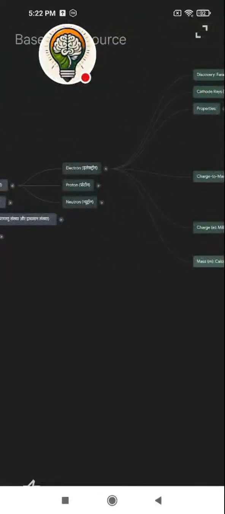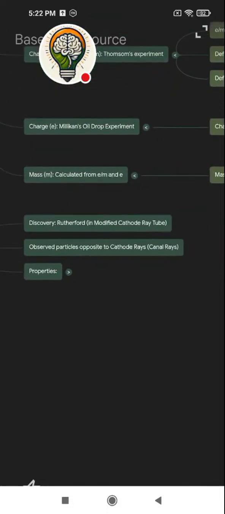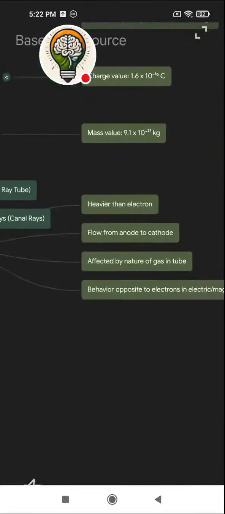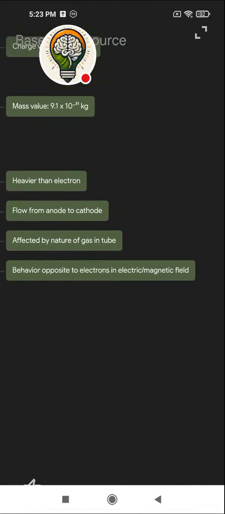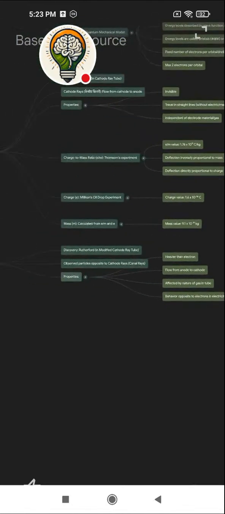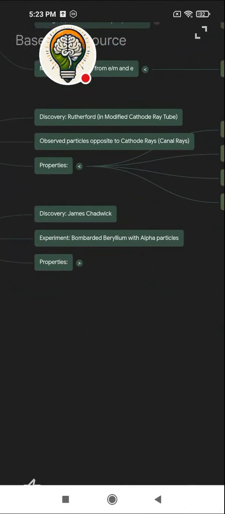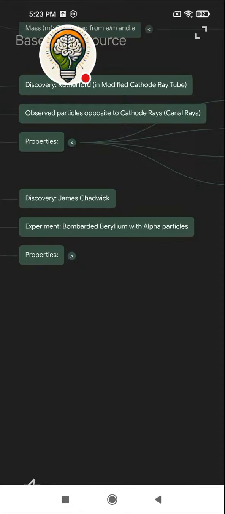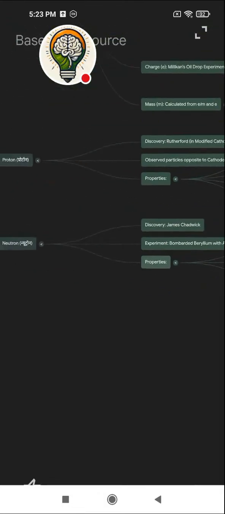Then the proton. Proton was discovered by Rutherford in a modified cathode ray tube. Observed particles in opposition to cathode rays, the canal rays, heavier than electrons, flowing from anode to cathode, affected by the gas in the tube. Behavior is opposite to electrons in electric and magnetic fields. Then the neutron. Neutron was discovered by James Chadwick in an experiment bombarding beryllium with alpha particles. Properties of neutron: mass approximately equal to proton, no charge, and located in the nucleus.